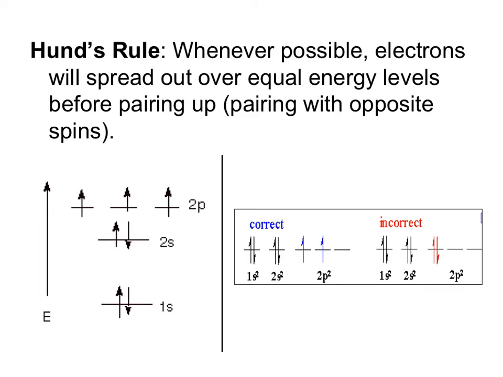So Hund's rule states whenever possible, electrons spread out among equal energy levels. Think of it as trying to balance the level out, so you want to spread your weight out as much as possible. That's the whole idea: when you have 2p2, instead of pairing them up right away, you spread them out. 2p3 would go in here, and then you don't start doubling until you get to 2p4.